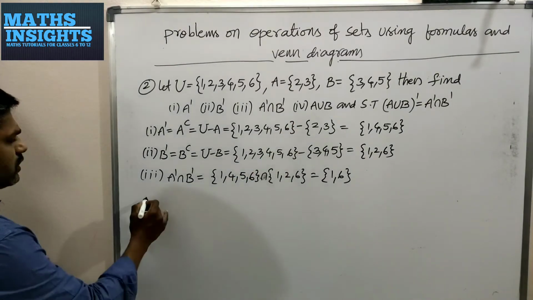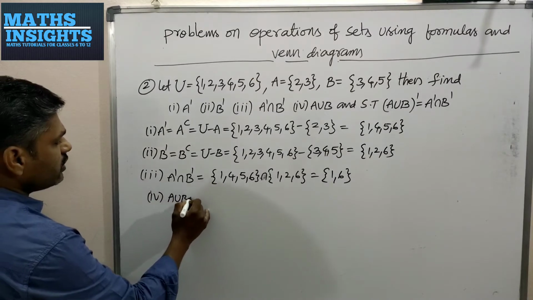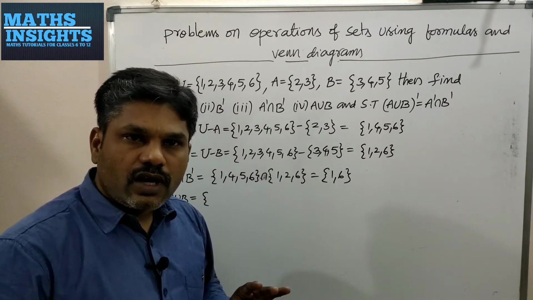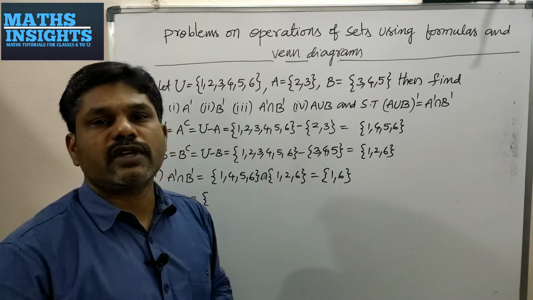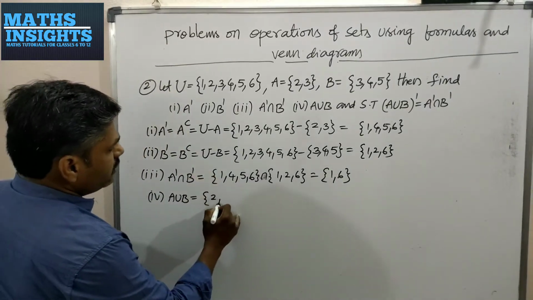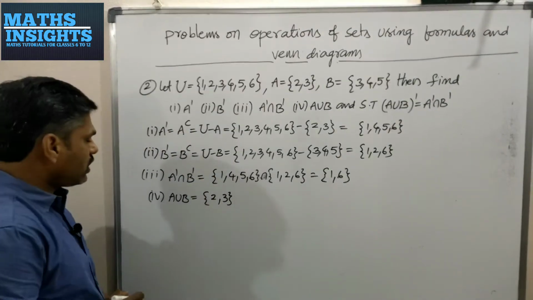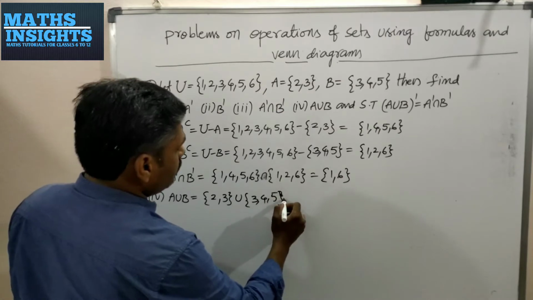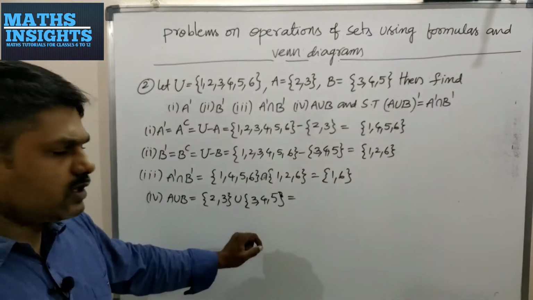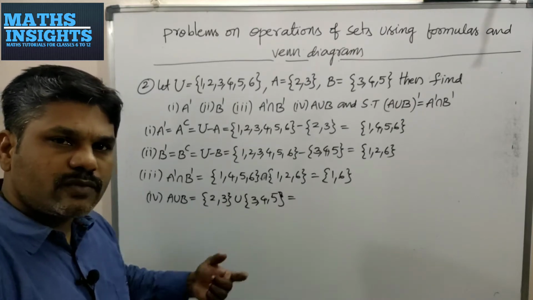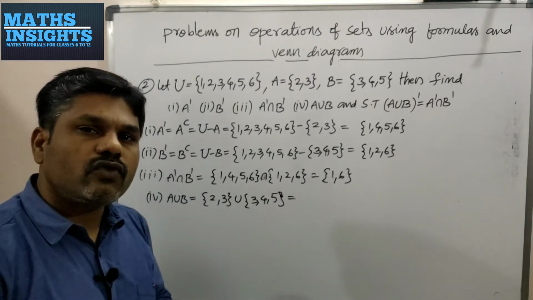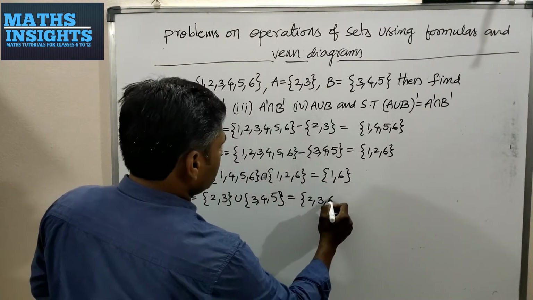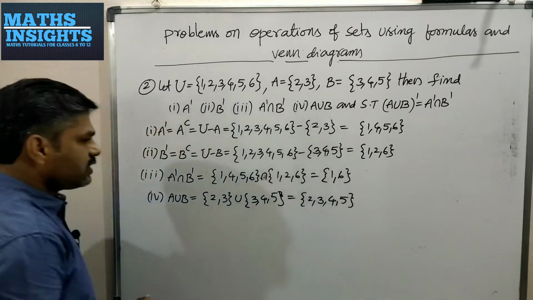Coming to the fourth one, that is A union B. You know A union B. Union is nothing but writing all the elements of both sets, and you have to write an element only once if it is repeating. If you observe the elements of A, those are 2, 3, union B, 3, 4, 5. In these two sets, you have one element, 3, which is repeating twice. Therefore, I will write that only once and all the remaining elements once. Therefore, 2, 3, 4, 5. So this is the set A union B.